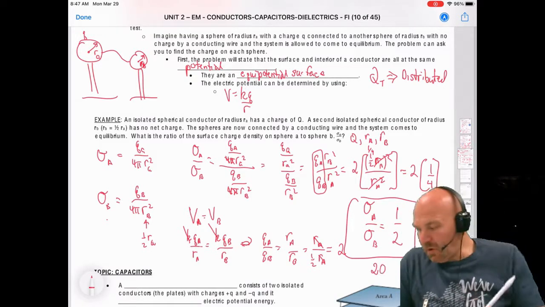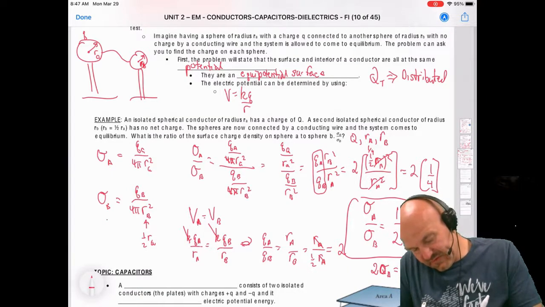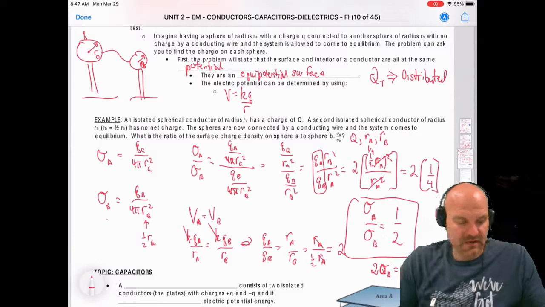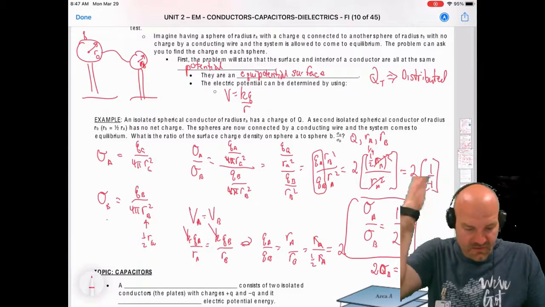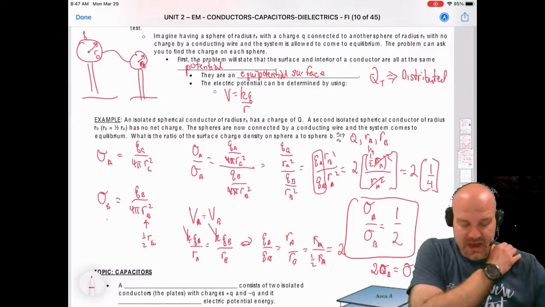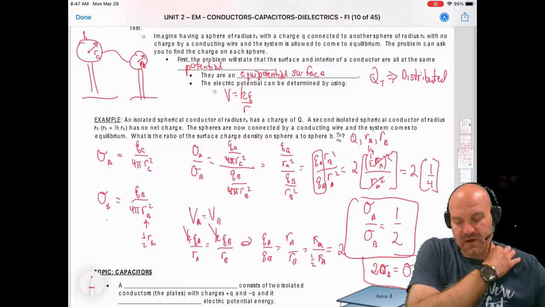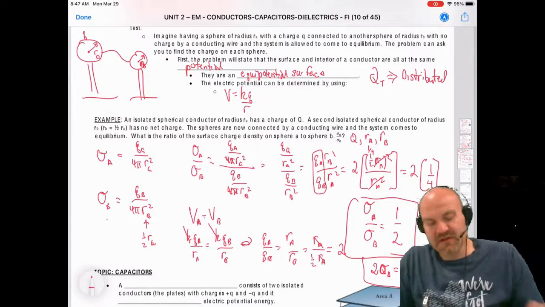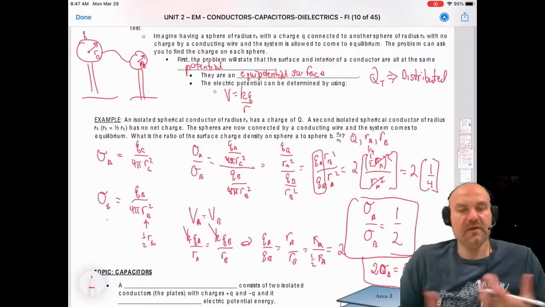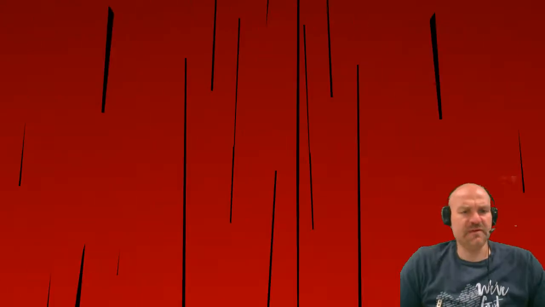Or you can say that 2 sigma A equals sigma B, where sigma A is QA over 4 pi RA squared and sigma B is QB over 4 pi RB squared. But we know the ratio is going to be 1/2. All right. In the next video, we're going to start unit 2.2, which is going to be capacitors.